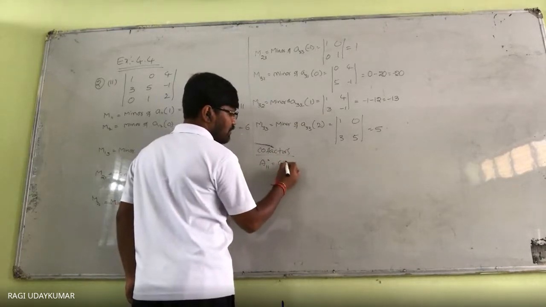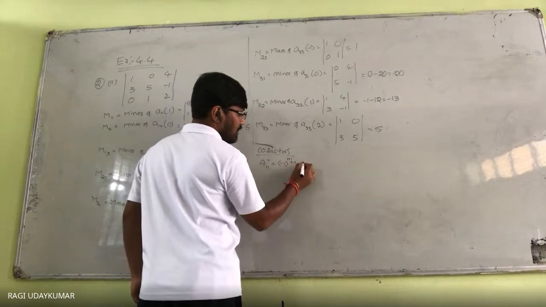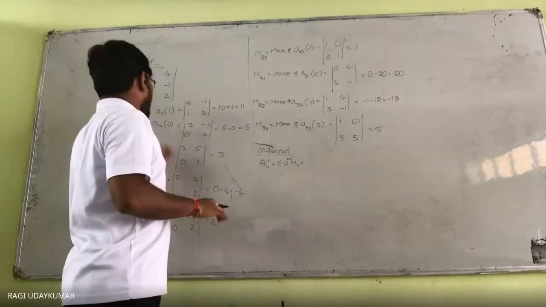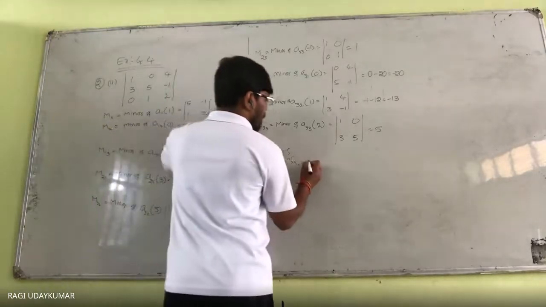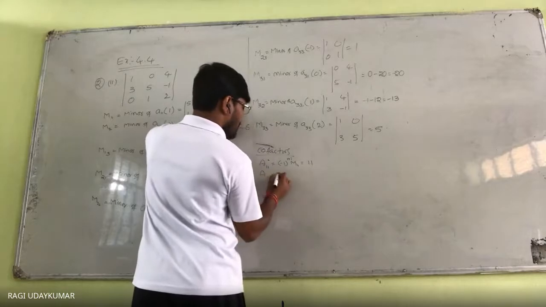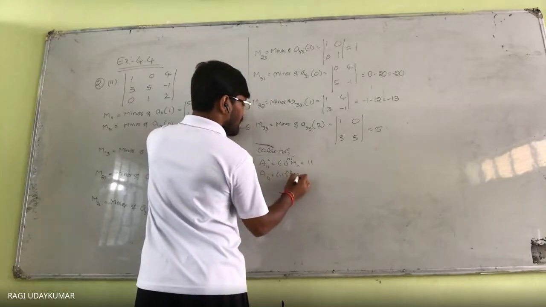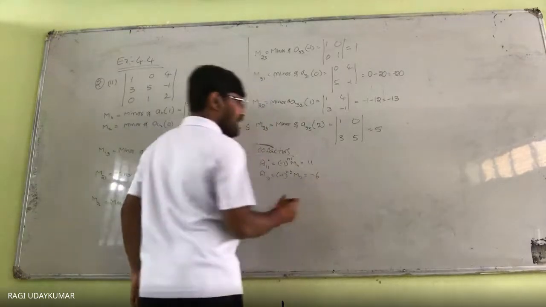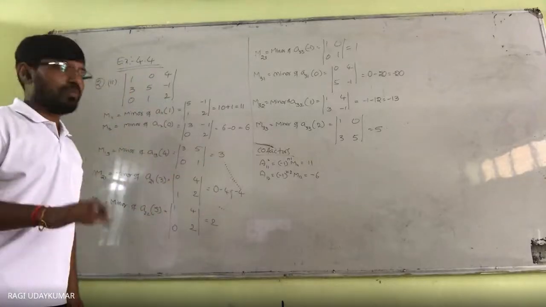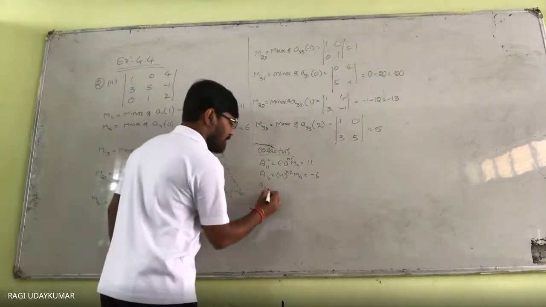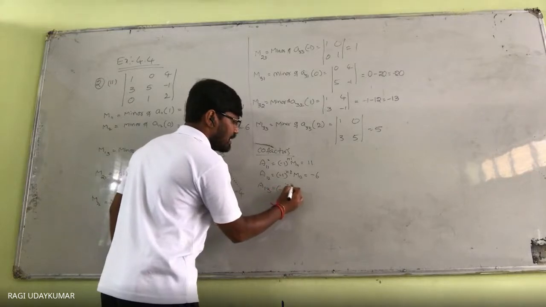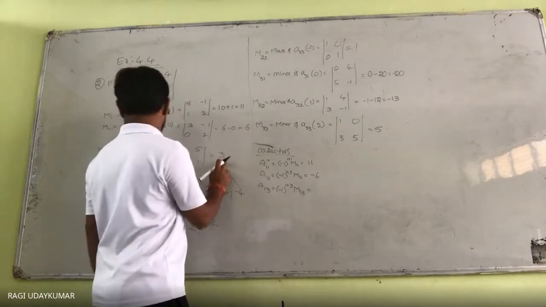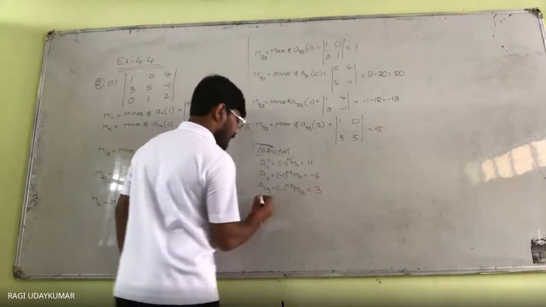Cofactors. What do we get? A11 means minus 1 to the power of 1 plus 1 into M11. Minus 1 to the power of 2 means plus 1, so M11 as it is. A12 means minus 1 to the power of 1 plus 2 into M12, so minus should be multiplied to M12. A13 is minus 1 to the power of 1 plus 3 into M13. In this situation it becomes plus, so write as it is, whatever M13 we get, that is 3.